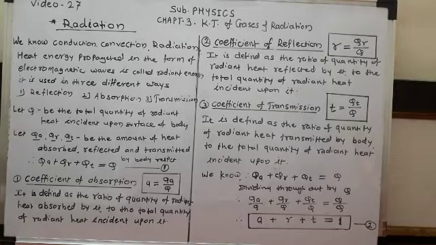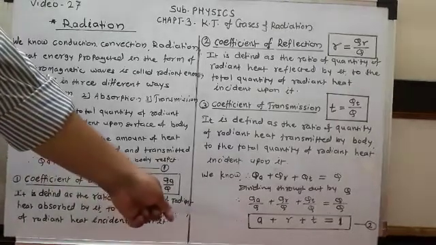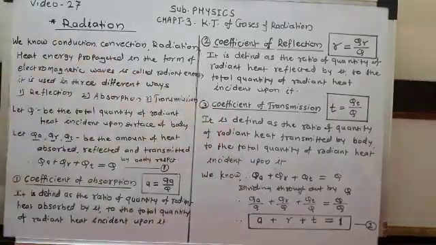Sometimes you have to show that A plus R plus T is equal to 1. How can it be obtained from these three definitions: coefficient of absorption, coefficient of reflection, and coefficient of transmission? First we have to see the measurement for the absorption. We can use the coefficient of absorption. What is meant by the coefficient of absorption?